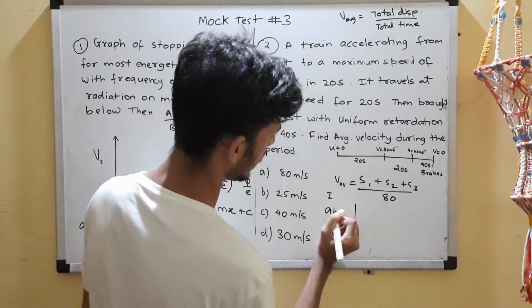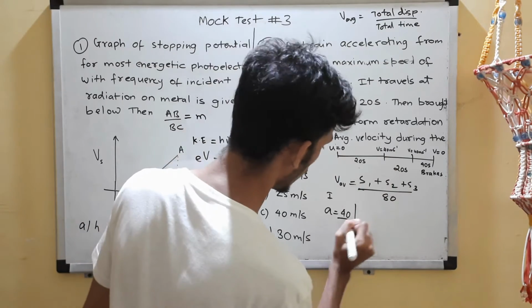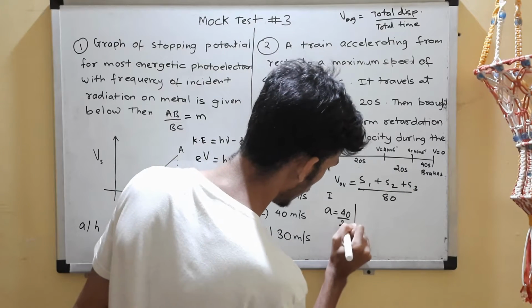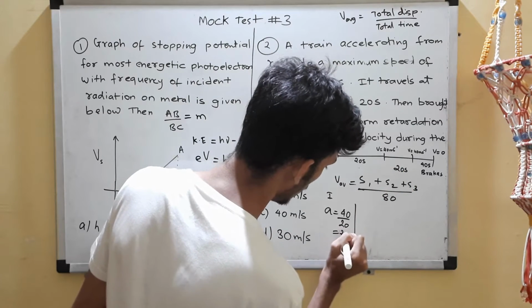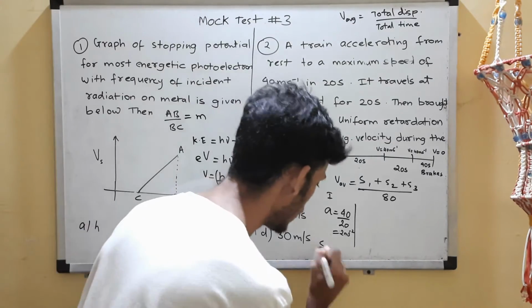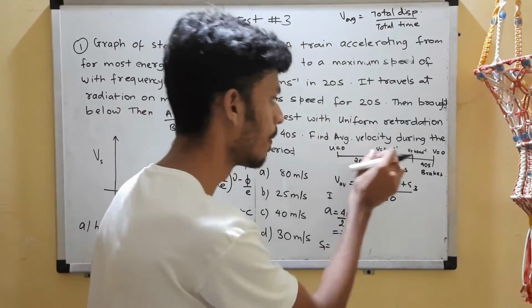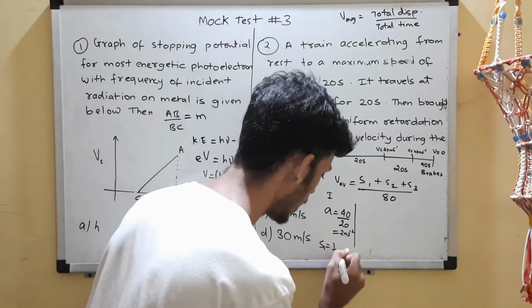Acceleration is change in velocity, which is 40 minus 0, which is 40, divided by time taken, which is 20 seconds. So 2 meters per second square. This is the acceleration. Now you can easily find s1. s1 is ut plus half at square, but u is 0, so it will be half at square.